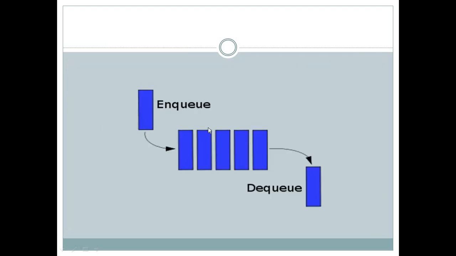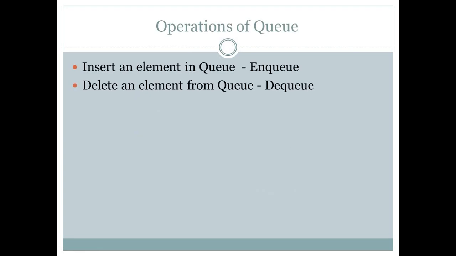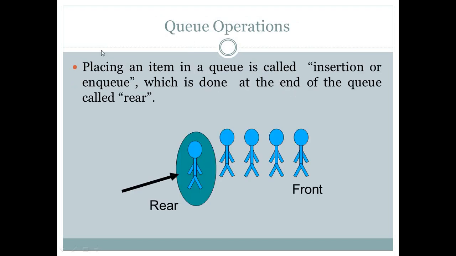Another example. Here we have written Enqueue and Dequeue. In queue we know insertion as Enqueue operation and deletion as Dequeue operation. So Dequeue will be performed on the front end and Enqueue will be performed on the rear end. Placing an element in a queue is called insertion or Enqueue, and it will be performed on rear.